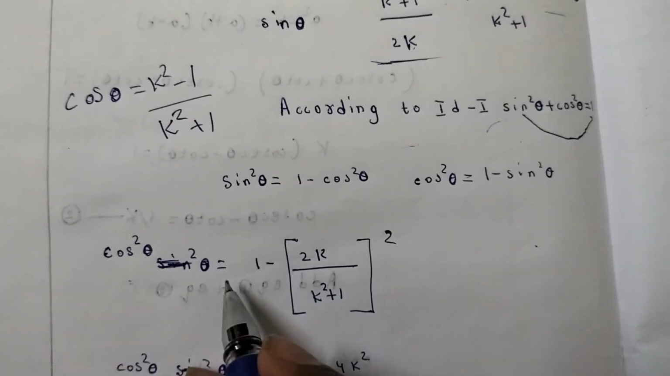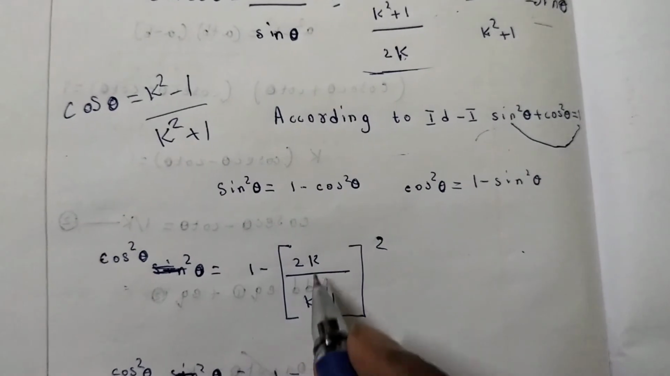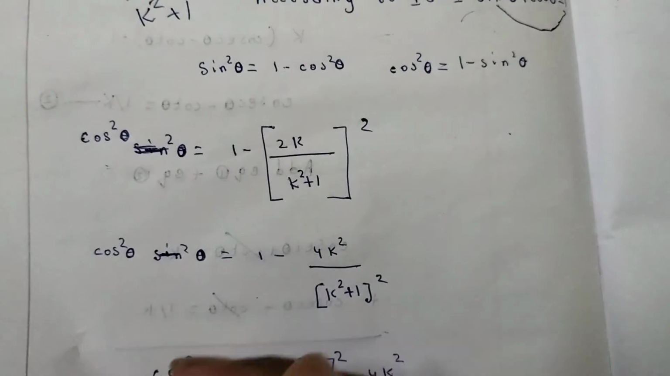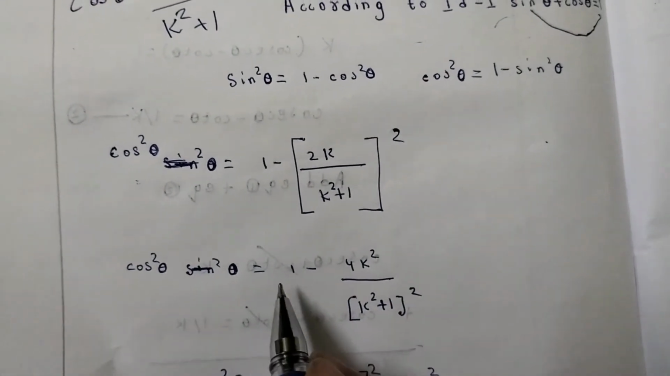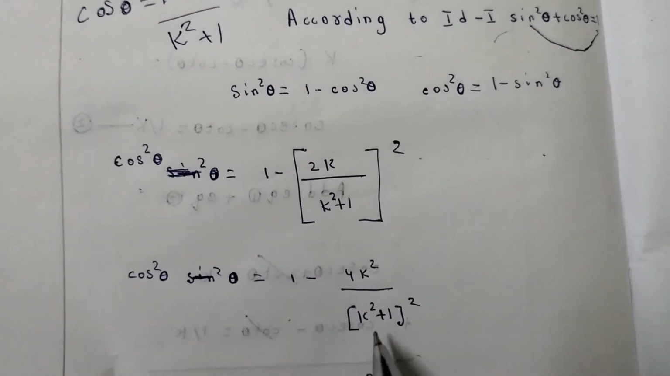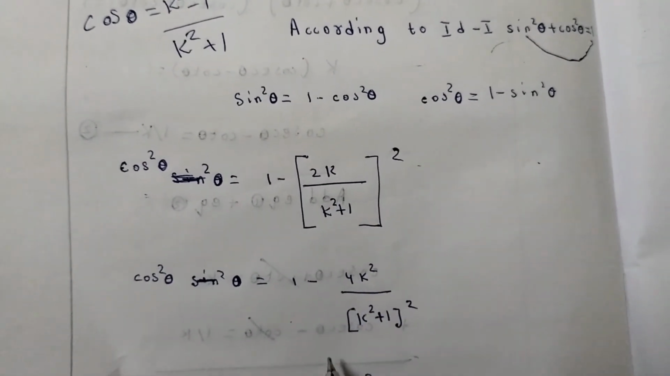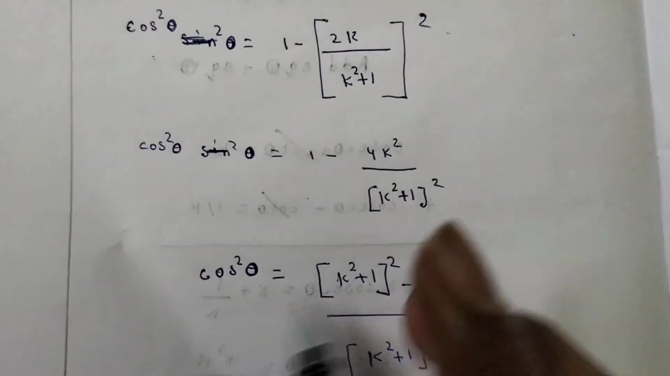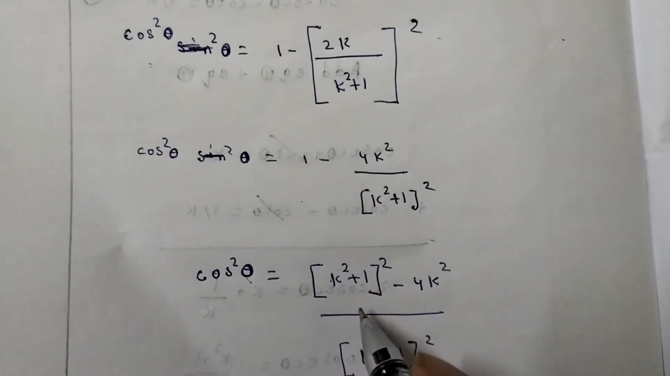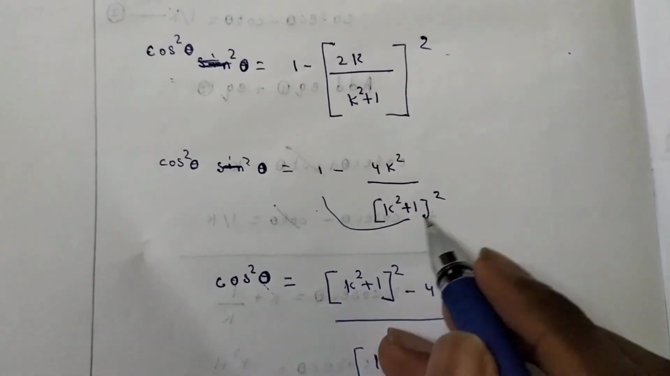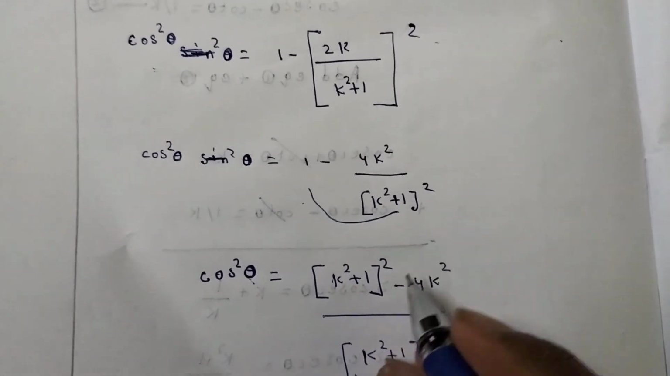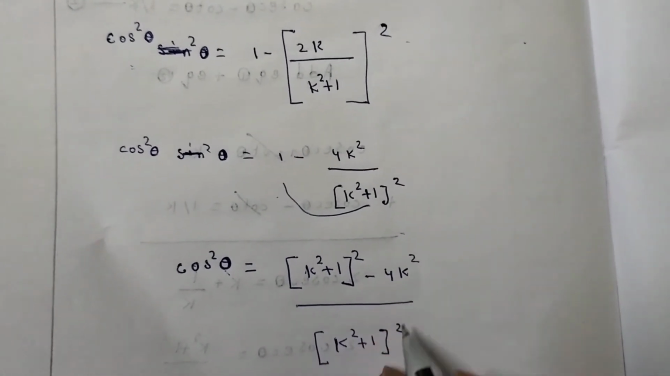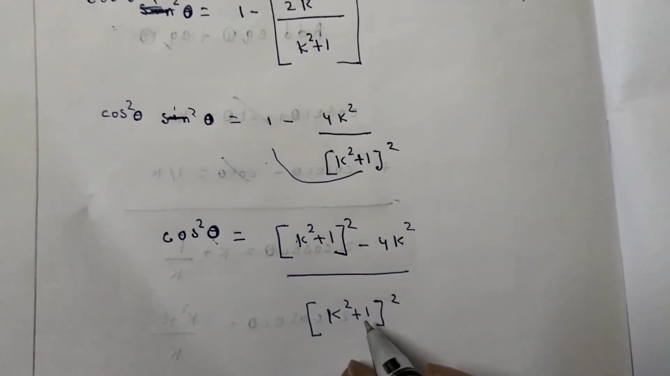So write that one. Cos square theta is equal to 1 minus sin square theta, means we got 2k by (k square plus 1), whole square, you keep it as it is. Now cos square theta is equal to 1 minus (2k whole square), means 4k square, by (k square plus 1) whole square. Now cos square theta is equal to (k square plus 1) whole square, taking LCM, minus 4k square by (k square plus 1) whole square.